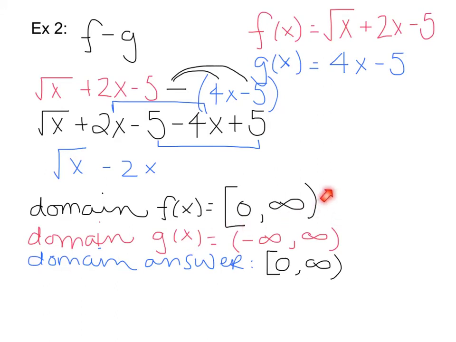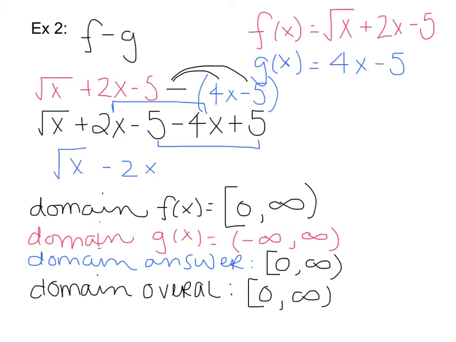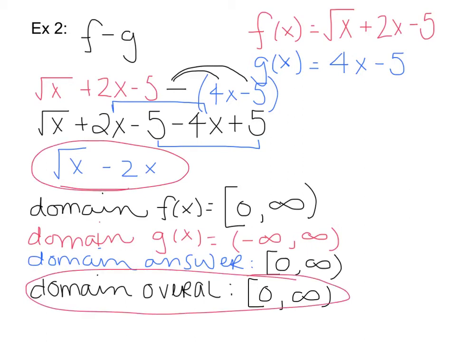So now we look at all three of these domains, and you're picking the one that's the most restricted. The one that's the most restricted is these two. They're the exact same thing. So the domain for your overall is 0 to infinity. So this is your answer for subtracting them, and this is the domain for that as well.